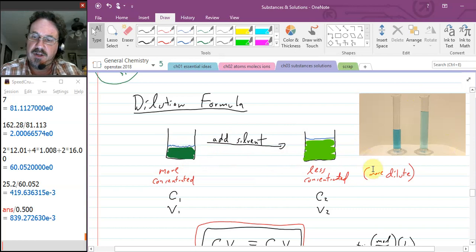Here they got a picture from the textbook of a more concentrated solution and a less concentrated solution. Pretty blue. Probably a copper or something. Anyway, that's the idea of diluting. Right? You're adding to the volume of the solvent.